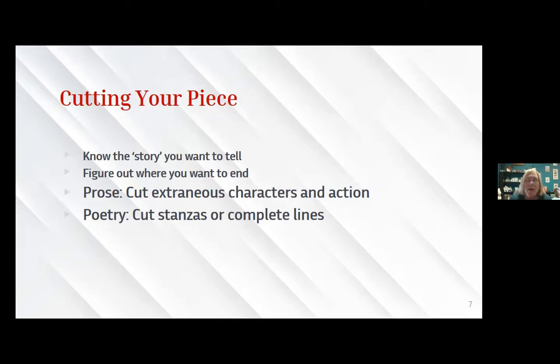In poetry, it helps if you can cut complete stanzas or a complete line. It's really difficult to cut poetry word for word because poetry is already so succinct, and it's more difficult to cut unless you can cut a whole stanza at one whack. But those are just basic pointers of how you can begin your cutting.